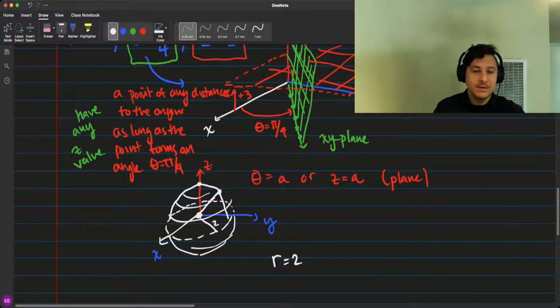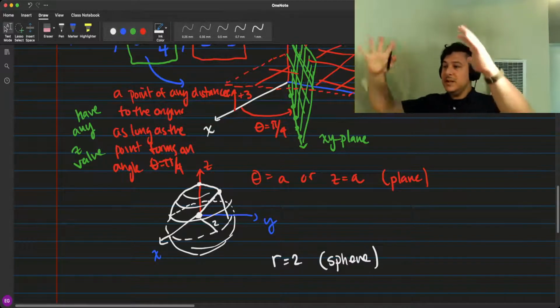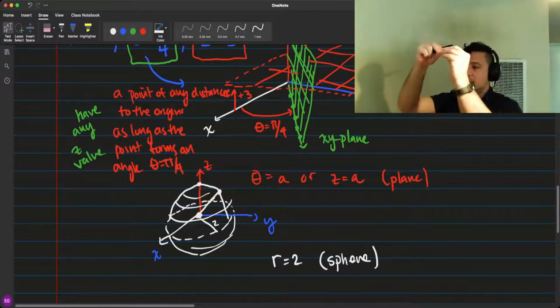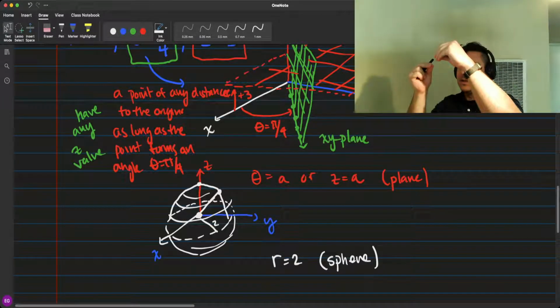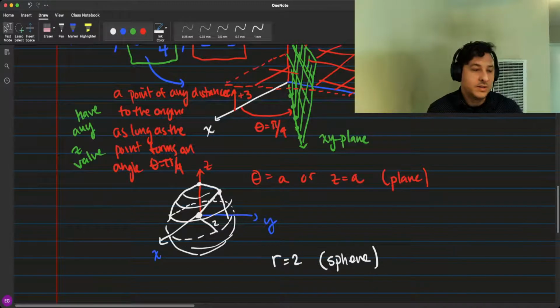So r equals some number gives you a sphere. Theta equals a number or z equals a number gives you a plane. You can think of a sphere as just a ball. That's all the points which are equidistant from some other given point. There's a radius of 2 that's being swung around in a bunch of different dimensions.